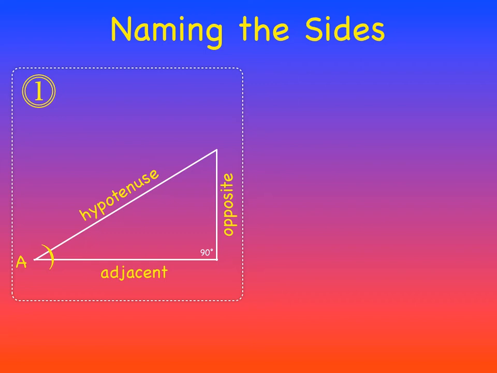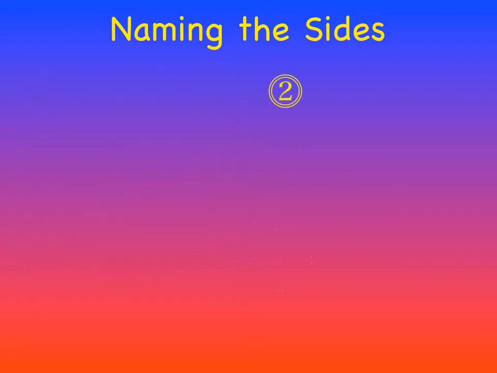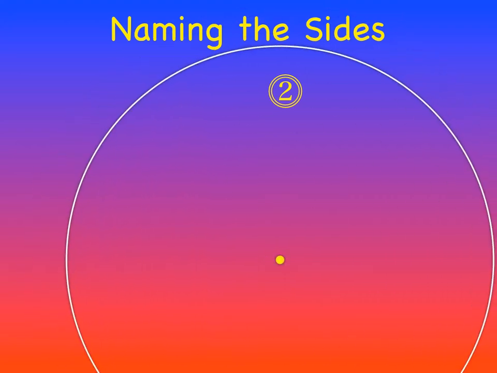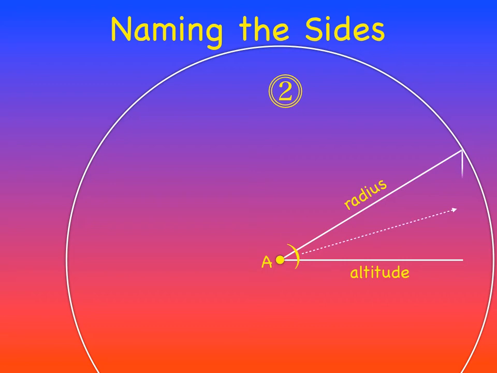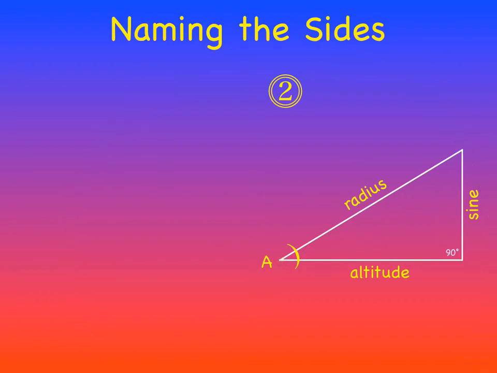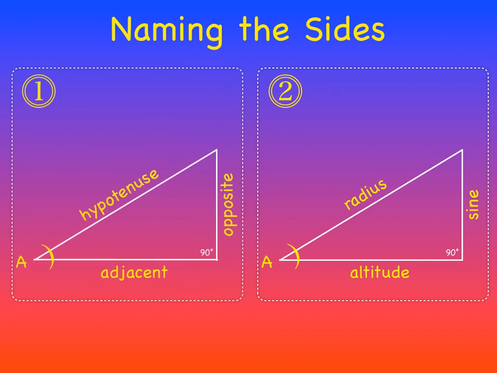Now, here's the other way, which we looked at before, where it comes from being constructed in a circle. Here's our right triangle with angle A in the central angle position. We have a radius, an altitude, and over there on the opposite side is the sine, the half chord. So here we can compare the two ways of naming the sides. Opposite, adjacent, hypotenuse, sine, altitude, radius. Same thing.